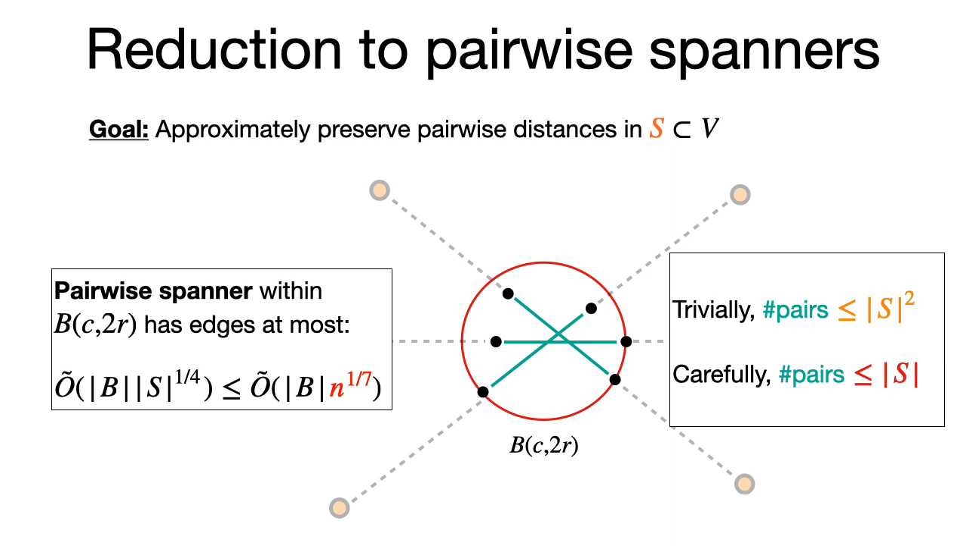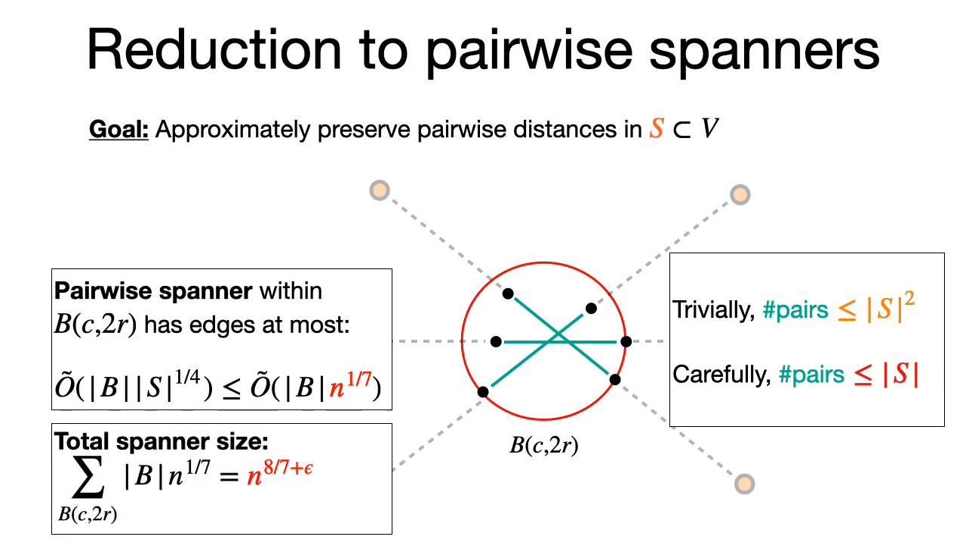Returning to our scenario, if we apply the pairwise spanner, then the number of edges that we use inside this shell is at most b times s to the 1 over 4, which is at most b times n to the 1 over 7. Summing over all shells, this gives the correct bound of n to the 8 over 7.